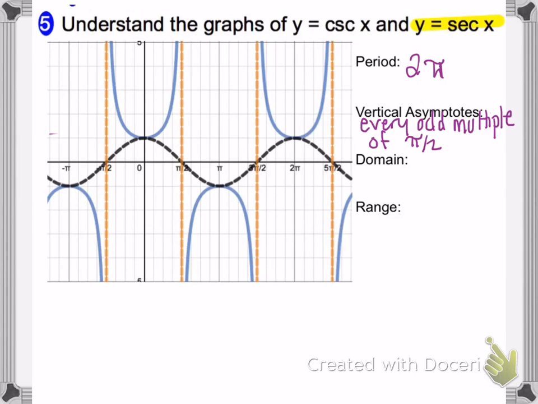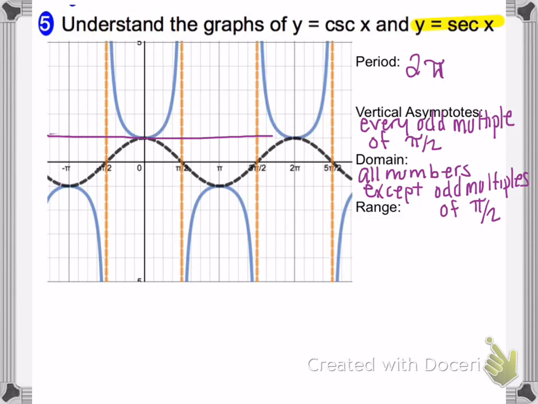When we're talking about the domain, again, we have to consider those vertical asymptotes occurring for secant. So it's going to be very similar to our vertical asymptotes, but we're going to say all numbers excluding the odd multiples of pi over 2. Now the range, again, you can see the horizontal asymptotes at y equals 1 and y equals negative 1. The blue graphs don't go below that. So our range would be y is greater than or equal to 1 and y is less than or equal to negative 1. Very similar to the range for cosecant.